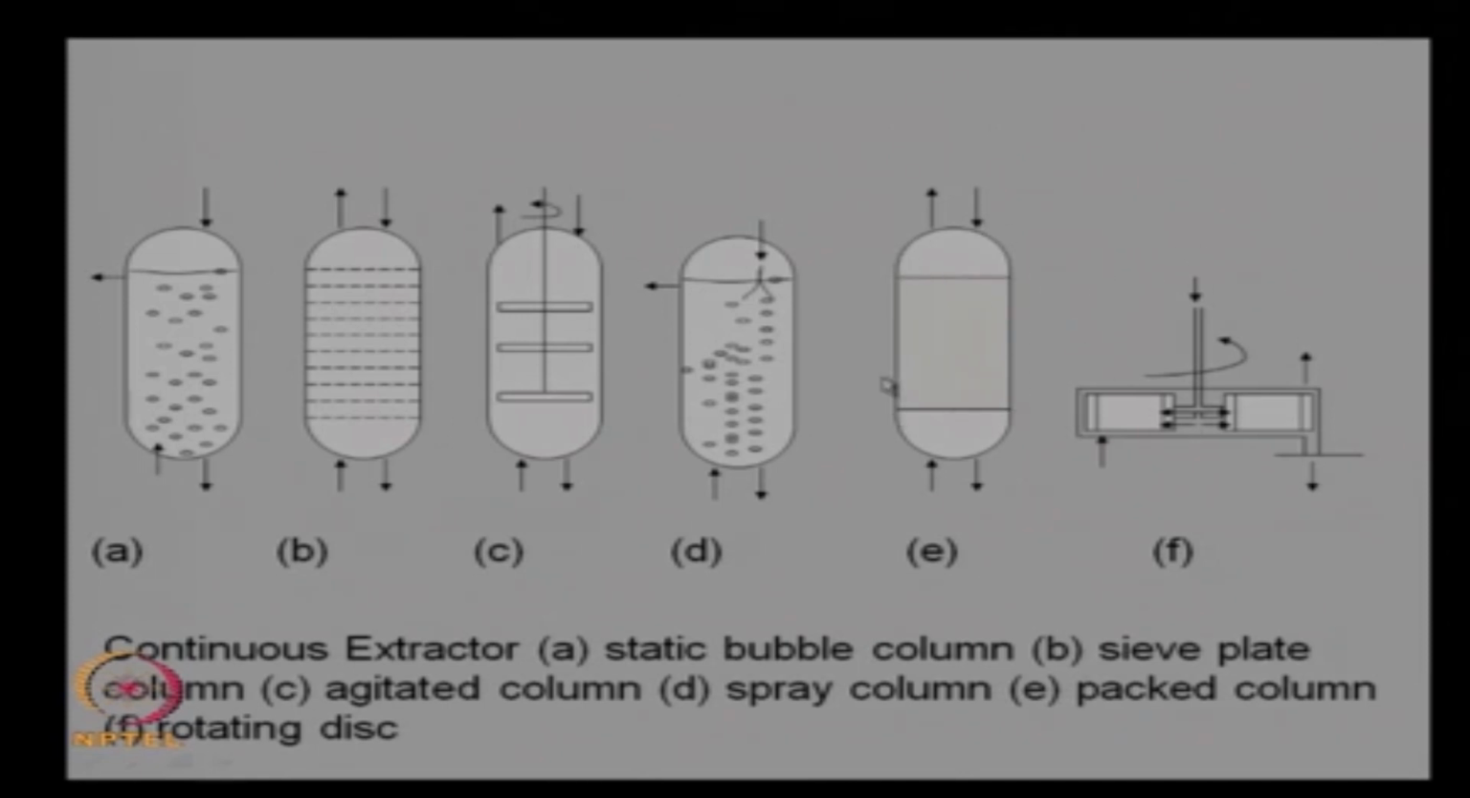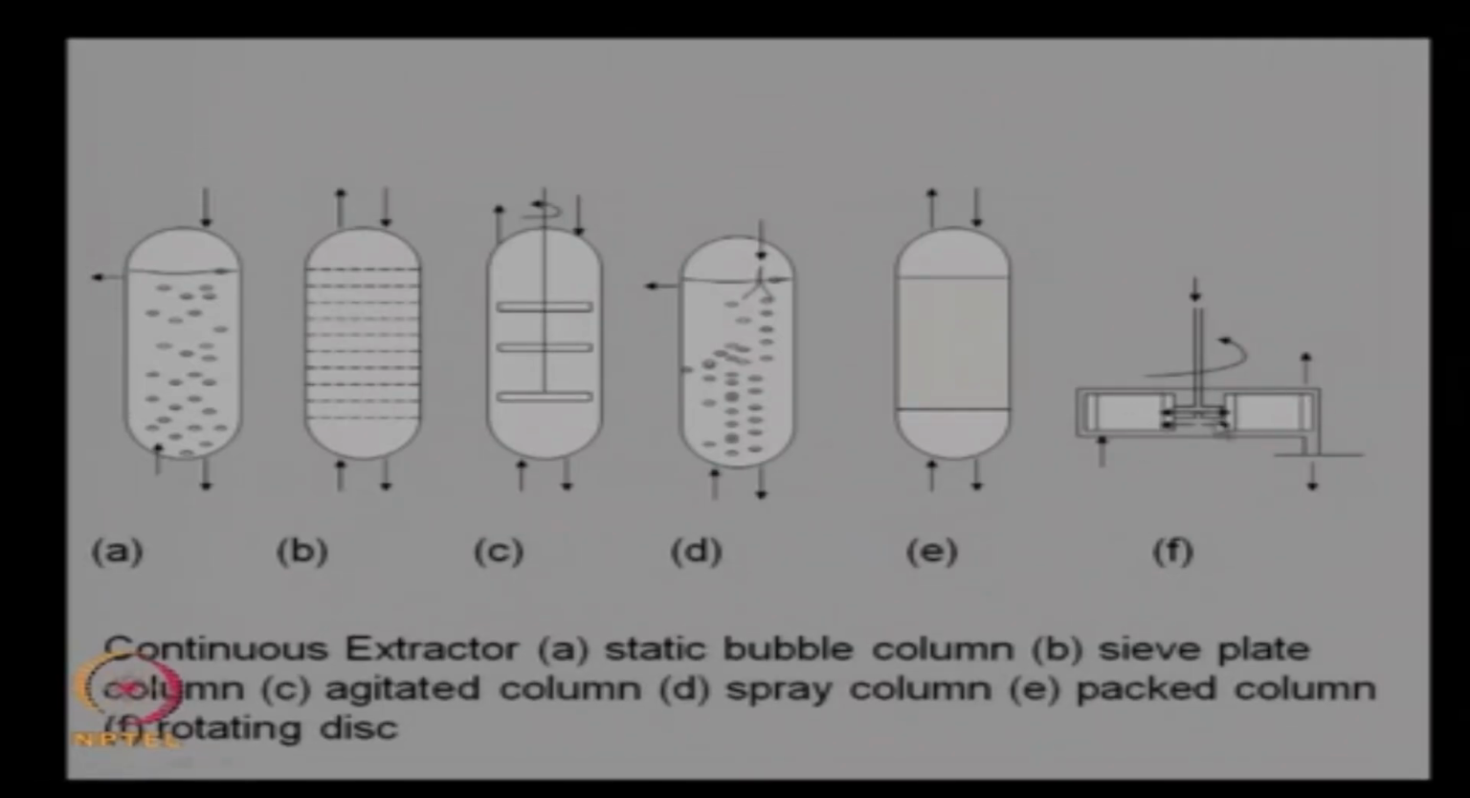The next design is called a packed column design. Here you have a column with inert packing. So as the liquids travel, because they move through the packing, there is intimate mixing. The packing acts as a location for the two liquids to come in contact with each other. It provides a surface area for the two liquids to come in contact, and the transfer of the solute from the heavies to the light takes place.